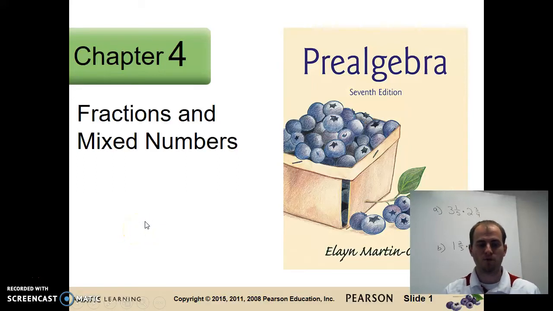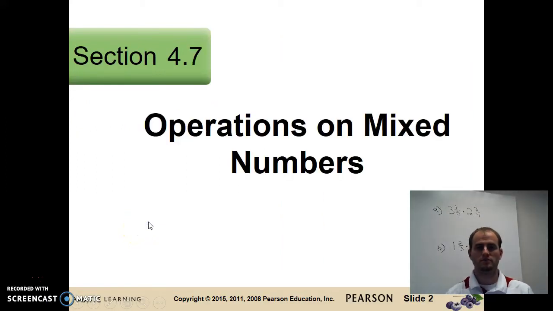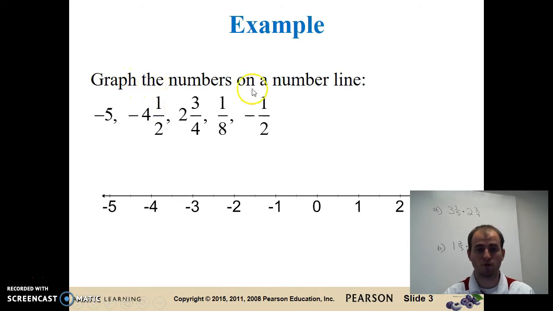All right, section 4.7 on Unit 4 is on operations on mixed numbers. So in this section, we're going to be learning how to add, subtract, multiply, and divide mixed numbers. Up till this point, all we've done is fractions. Okay, so first of all, let's just review what mixed numbers are.